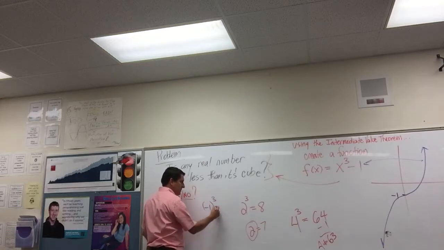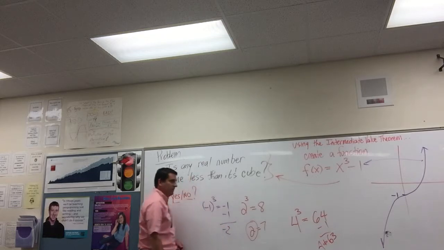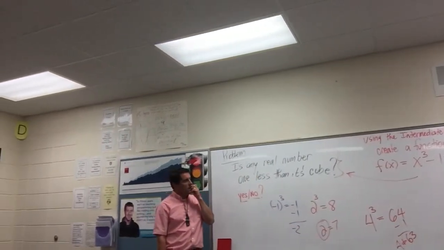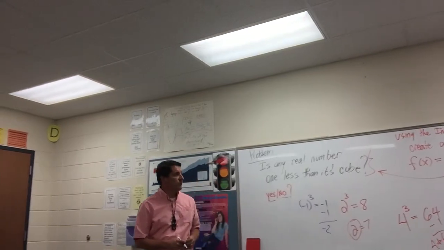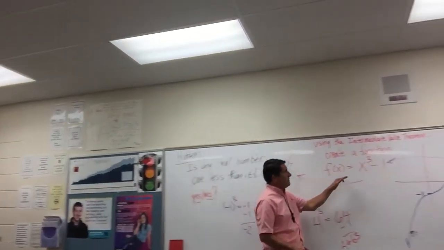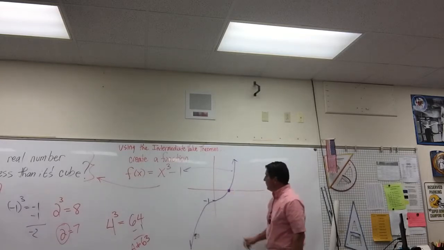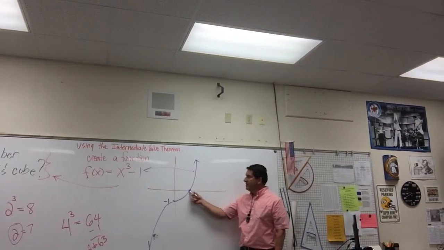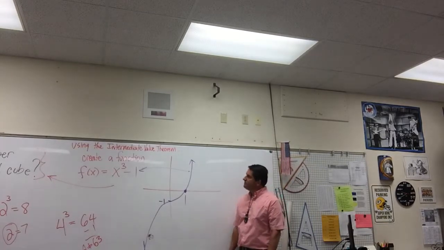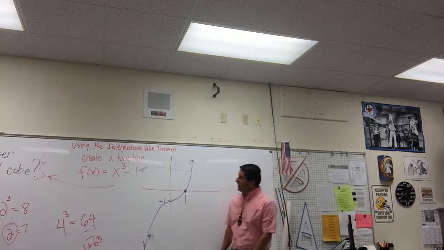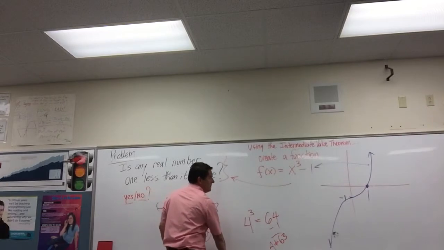-1 cubed is -1, minus 1 gives you -2. I should say we're close. This is the graph of x cubed minus 1. If you found this answer right here, it's right at +1. The question is, how can we use this and this together?